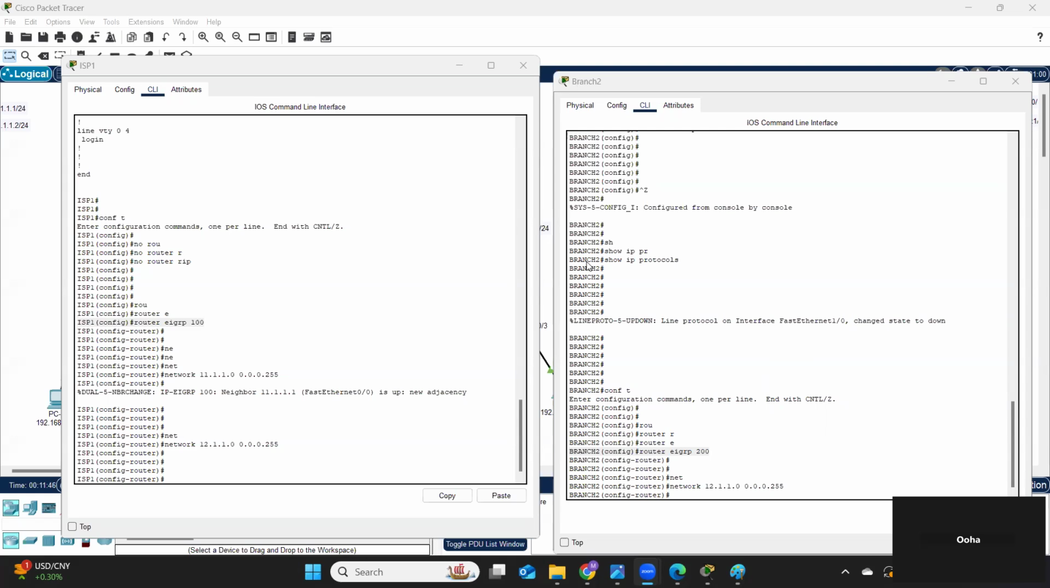AS numbers must match. So they are different, like 100 and 200. So that is one of the issues.